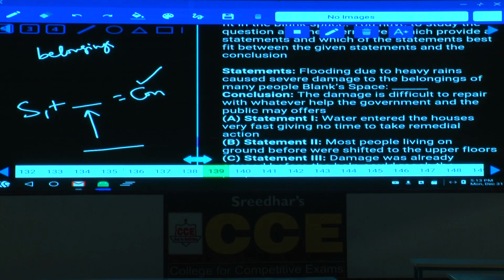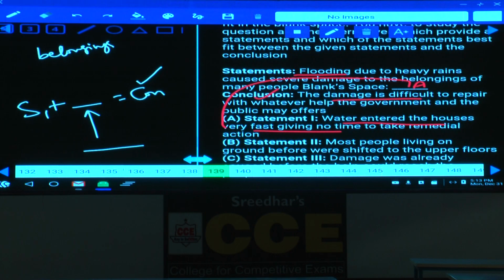Now in this one, what is the statement here? This is the first statement: flooding due to heavy rains caused severe damage to the belongings of many people, blank space. Then what is the final conclusion? The damage is difficult to repair. Why is the damage difficult to repair? Because of one more piece of information: water entered the houses very fast. This is the second statement which replaces this blank place. Now can we derive this conclusion from these two statements or not? Clear now?